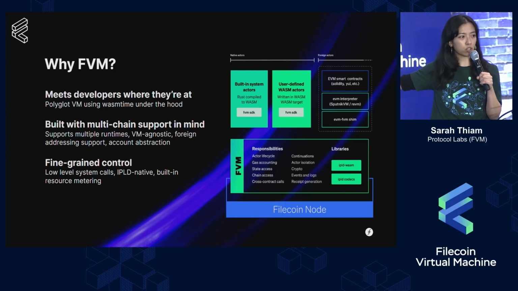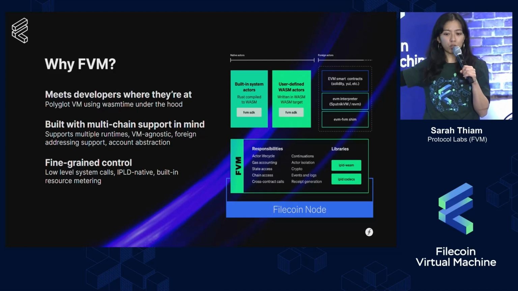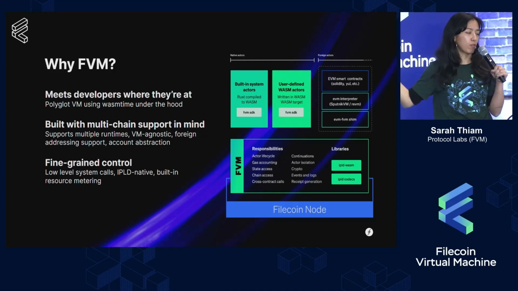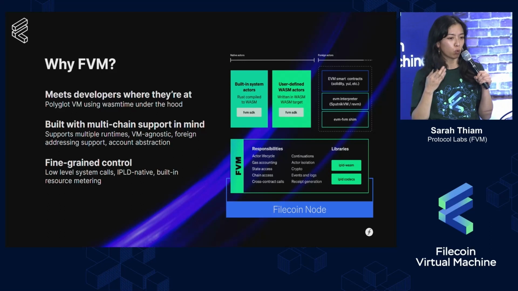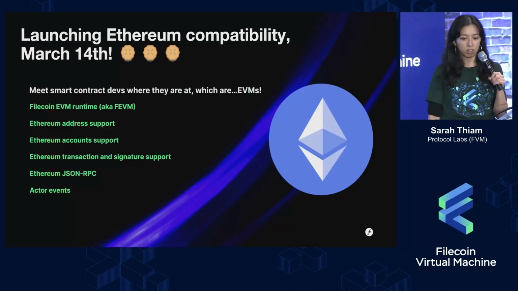And then everything sits on the Filecoin node. If you're wondering about a map of where we are, this is where you will be sitting. The FVM will be sitting on top of a Filecoin node, so a new instance will be created every single time that you deploy the smart contract.